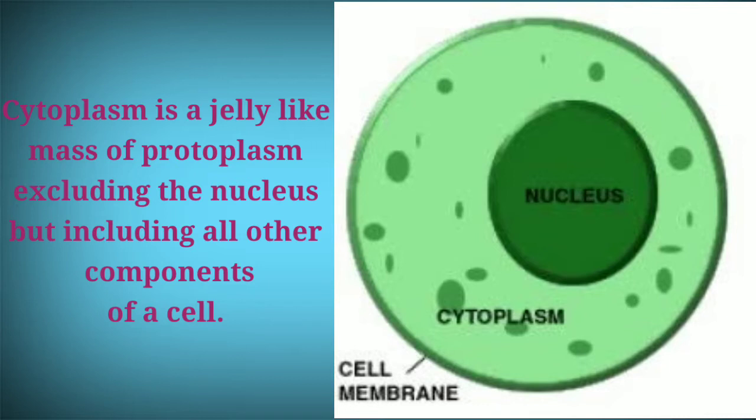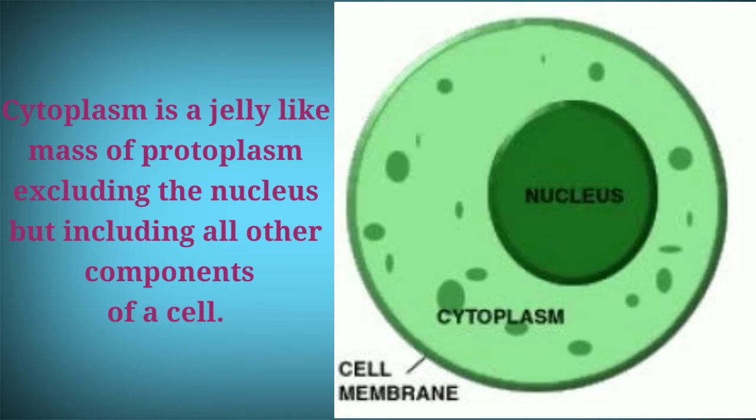Now, excluding the nucleus, the rest of the inner part of the protoplasm of a cell is called the cytoplasm. The distinction of protoplasm into cytoplasm and nucleoplasm was made by a German biologist called Strasburger in the year 1882.